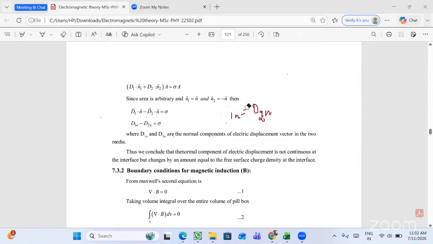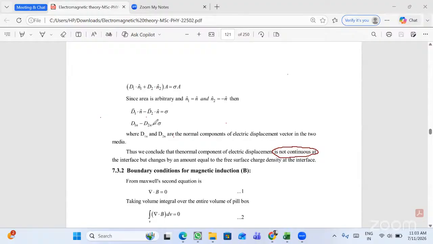It is not continuous. That is what has been written at this point. Let's see this one. The electric displacement vector is not continuous at the interface. Okay, but it changes by an amount equal to how much? The surface charge density, sigma, is the surface charge density we have taken here. So that is what we have.